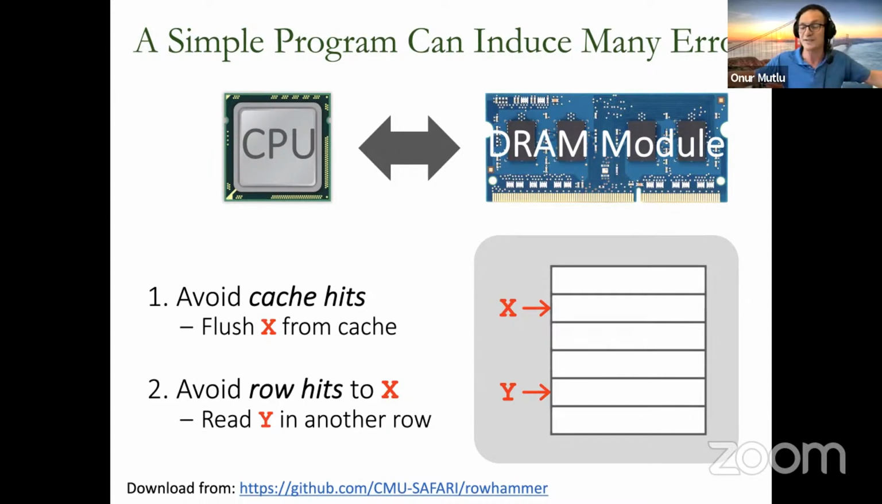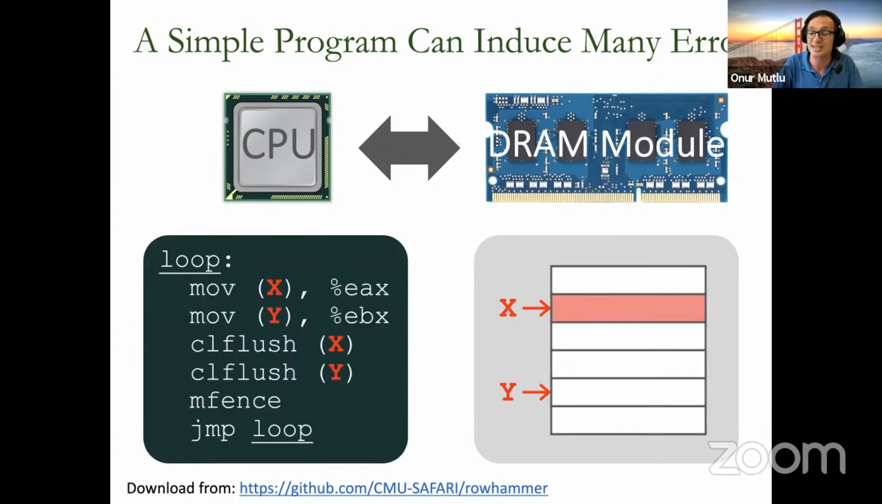You need to avoid all kinds of caching in the system so that you access rows X and Y in the system. And this simple program does it, actually. You need to select addresses X and Y carefully, of course. Okay? Actually, you can eliminate the mfence, ignore what that is for now, but Google eliminated it in their program later on. This is our original program from 2014.